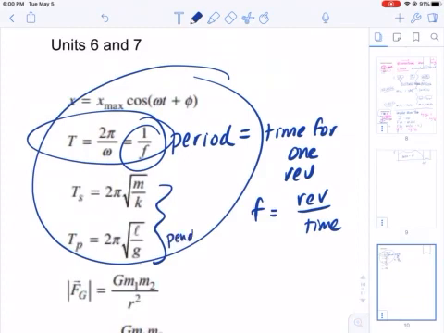These two equations, well, this one we did learn, but they took gravitation off the exam, so I'm just going to leave that for now.